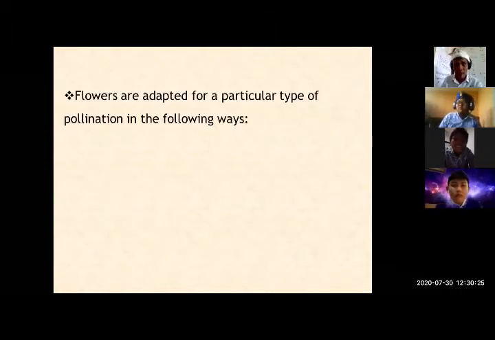Flowers are adapted for a particular type of pollination in the following. Okay. So we have wind pollination and insect pollination. Look at number one. Look at the picture.